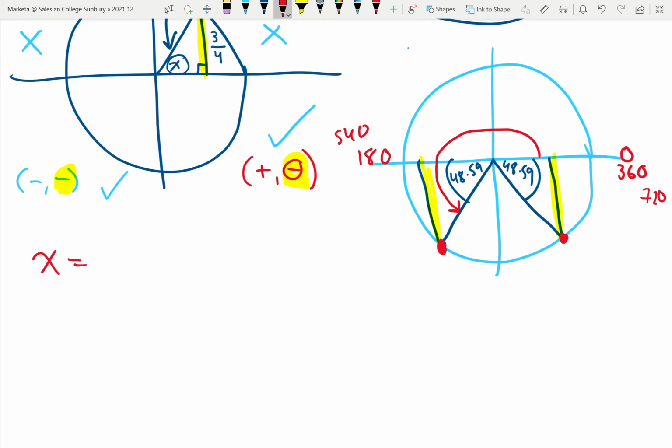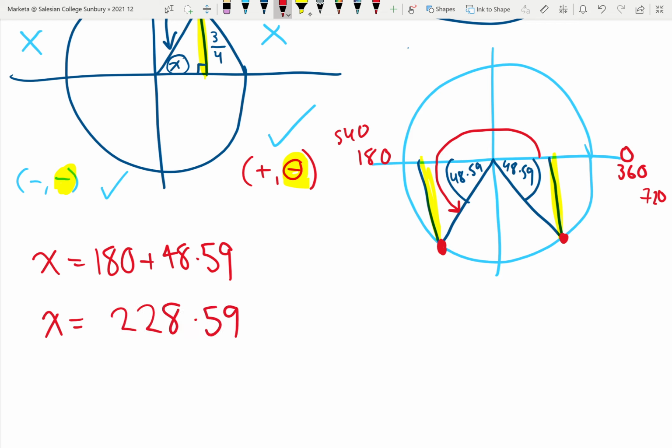So x can equal 180 plus 48.59. So that's our first angle. What does that equal? X equals 228.59 degrees. So that works. I'm going to highlight that.